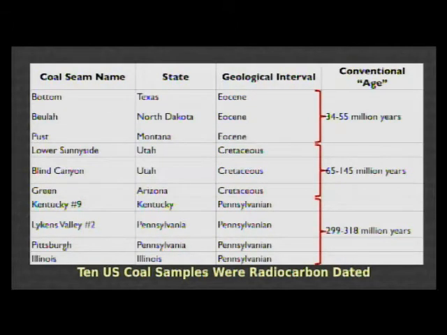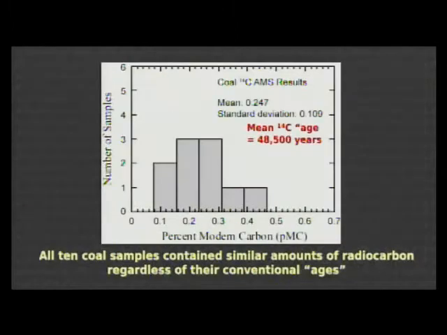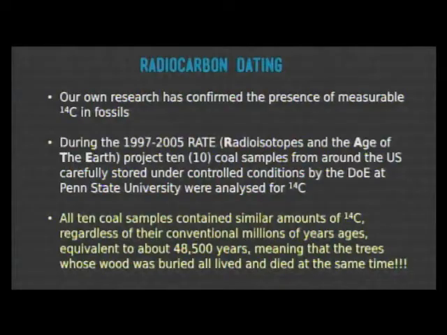And these were all sent to laboratories, and what did we find? We found that all 10 coal samples contained similar amounts of radiocarbon, regardless of their conventional ages. The mean or average was 48,500 years. Now, what does that tell you? It means that these trees all lived at the same time and died at the same time.